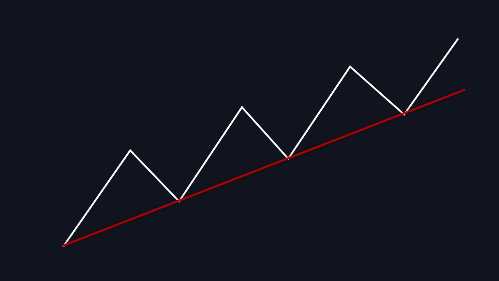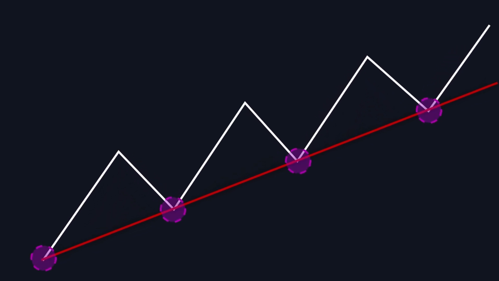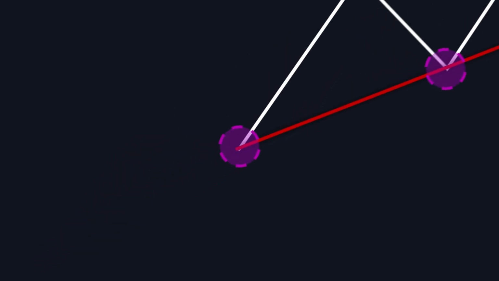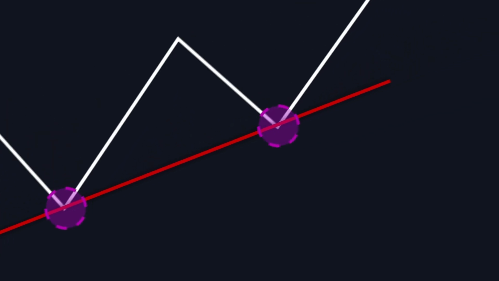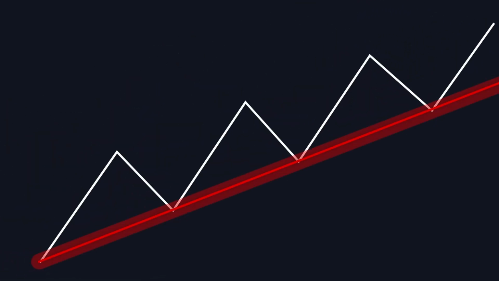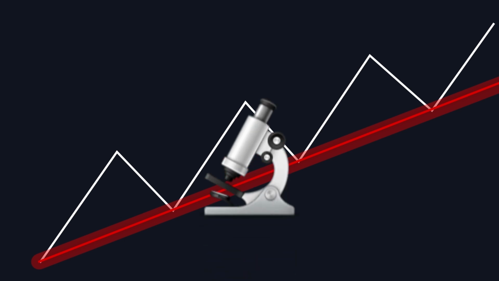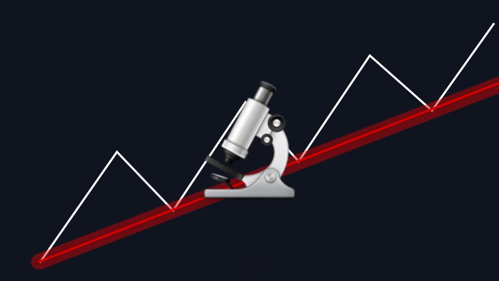Now, onto the classic debate. Should you use wicks or candle bodies? The simple answer: use whatever gives you the most points of contact. The key takeaways are: more touch points make the trend line more reliable. Trend lines are zones, not pinpoint accuracy lines. Relax, you don't need microscopic precision. Just aim for maximum touches.